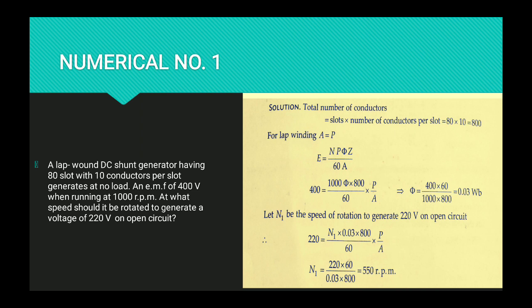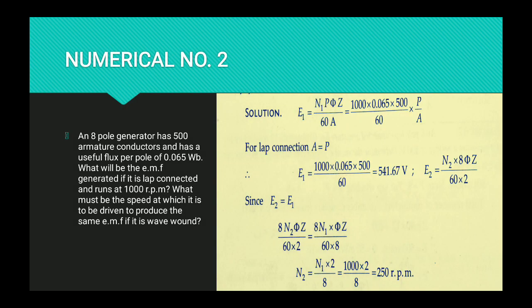So this is the first problem. Now we are going to discuss the second problem. The statement of the problem is: an 8-pole generator has 500 armature conductors. That means P, or poles, equals 8. 500 armature conductors means Z equals 500, and it has a useful flux per pole equal to 0.065 Weber. That means phi equals 0.065 Weber.